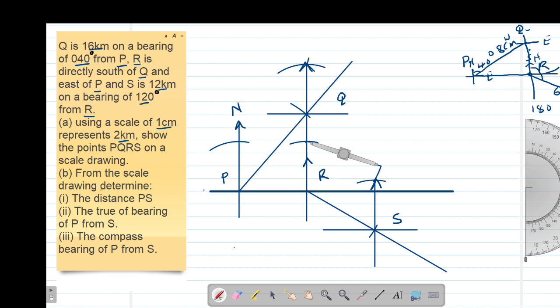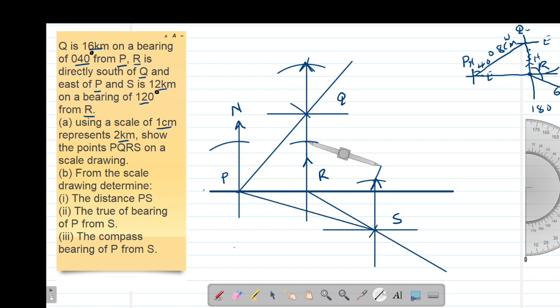Then from the scale drawing, determine the distance PS. So if you want to find the distance PS, you can connect point P to point S. So this is my point P, then connected to the point S this way.